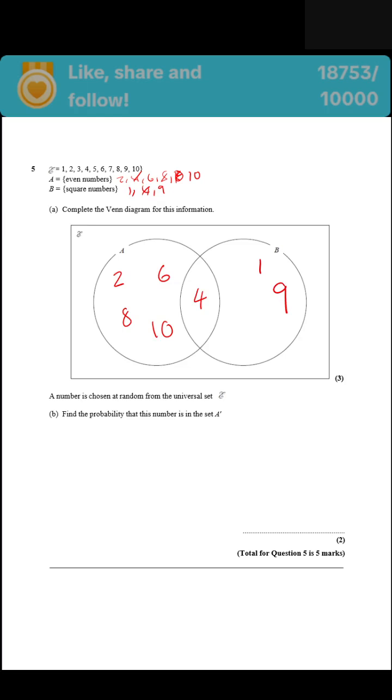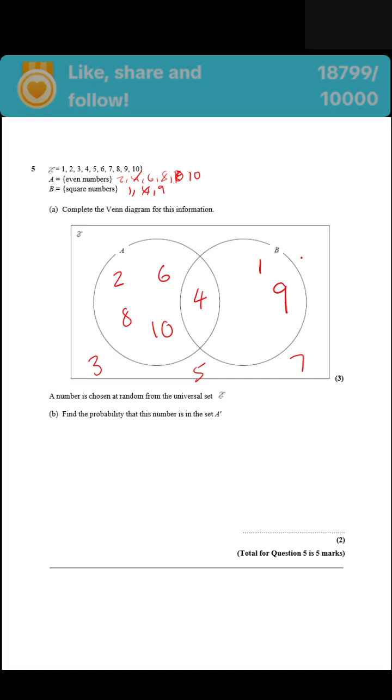What we do now is just work out which numbers we haven't used. So we've used 1, we've used 2, we haven't used 3, it goes on the outside. We've used 4, we haven't used 5, that goes on the outside. We've used 6, we haven't used 7, we've used 8, we've used 9, you've used 10.